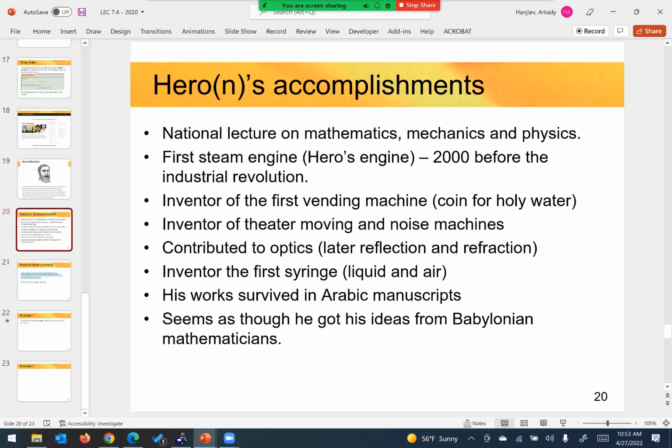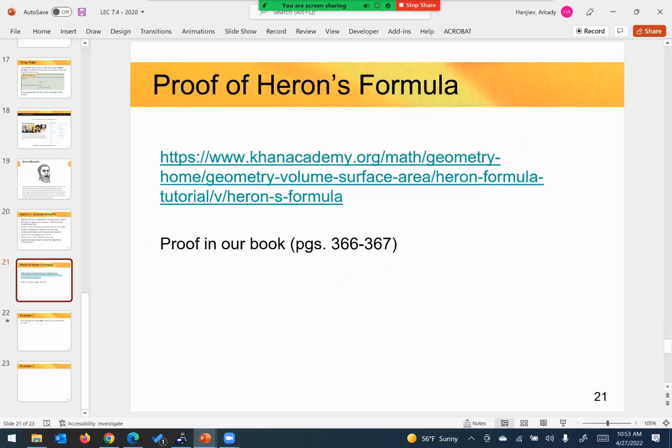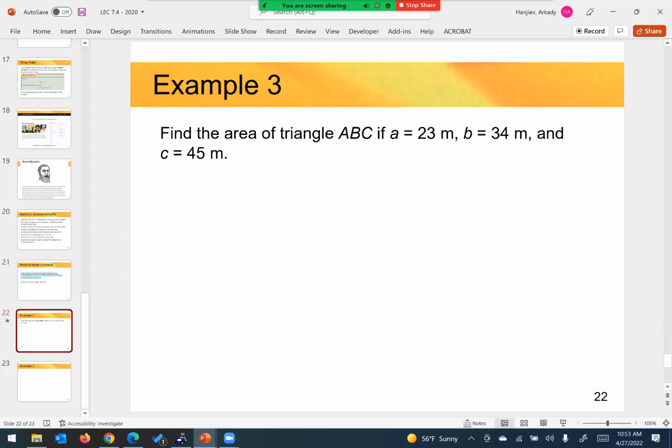Heron's formula is huge. It takes a lot of time, so if you ever want to see it, you can go to Khan Academy, where he shows how to derive it. It's just huge. In your book, it takes 2 pages. So we're not going to derive this one. We are going to use it. Do tests have the formula? Please.